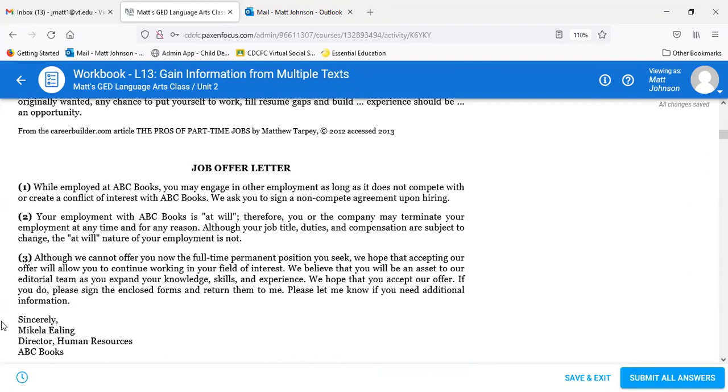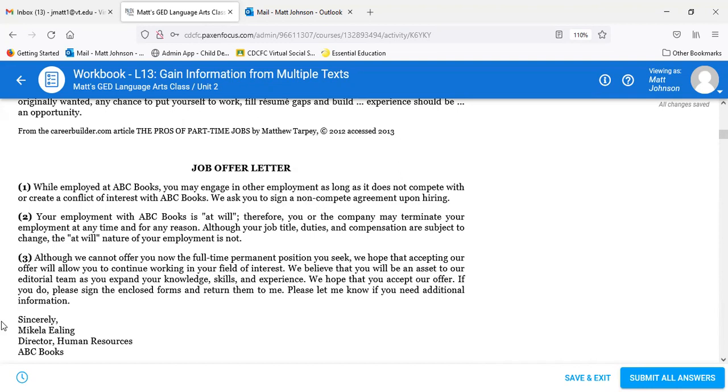While employed at ABC Books, you may engage in other employment as long as it does not compete with or create a conflict of interest with ABC Books. We ask you to sign a non-compete agreement upon hiring. Your employment with ABC Books is at will. Therefore, you or the company may terminate your employment at any time and for any reason. Although your job title, duties, and compensation are subject to change, the at-will nature of your employment is not.